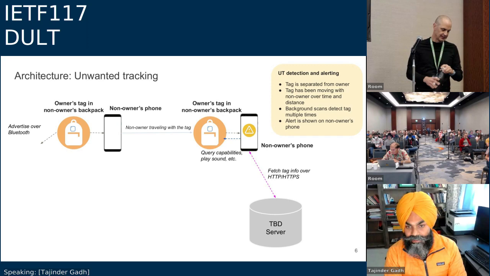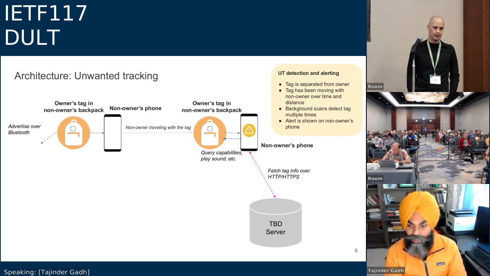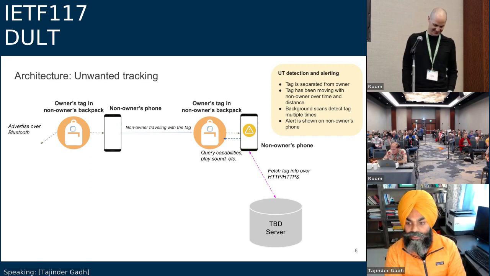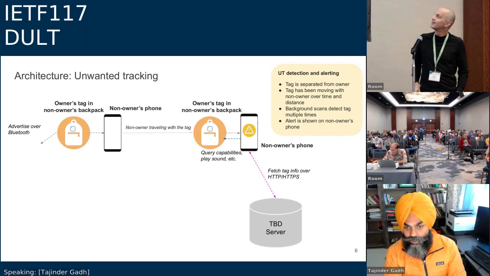And if a tracker is in a separated state, continuously seen over the multiple Bluetooth scans over a period of time and distance, the non-owner will receive the alert. Now, one of the key aspects to note here is we only send the alerts for the tags which are in a separated state. This is to minimize the false positives.